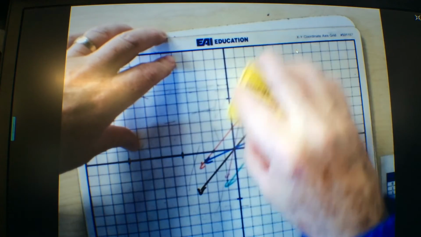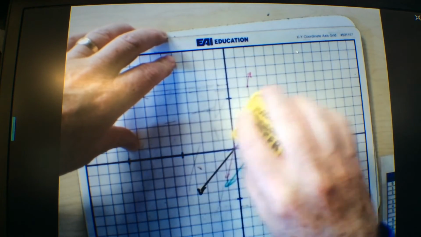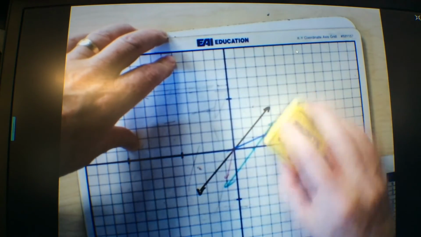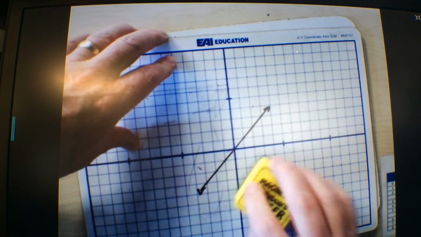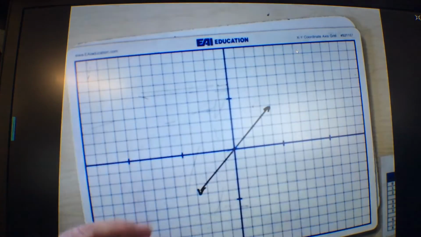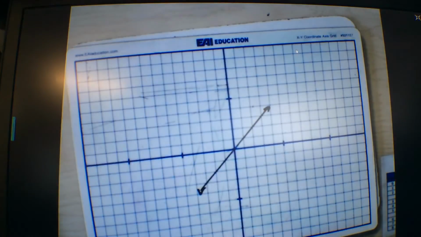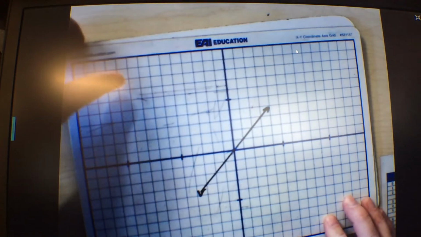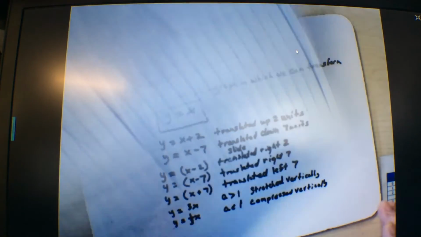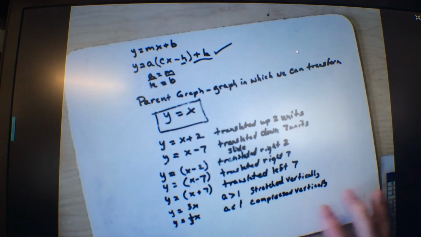I'm going to erase some of these, okay? Because it's getting wild, isn't it? Why do I leave the black one? All right, it's the original. It's called the parent graph. Parent graph. All right. Okay. You got all these?